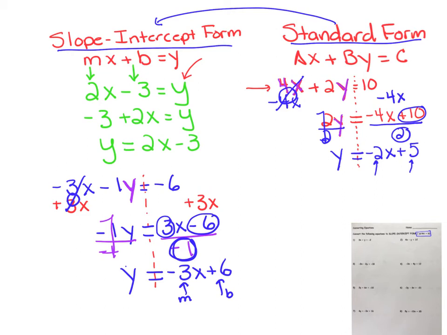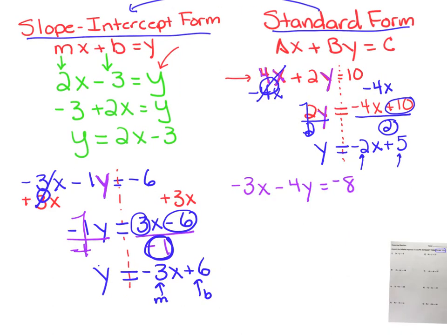On your paper, write the following equation in standard form. This equation reads negative 3x minus 4y equals negative 8. Let's get this standard form equation into slope-intercept form. Let's begin by eliminating the negative 3x term. Do the opposite, the inverse. Add 3x to both sides.